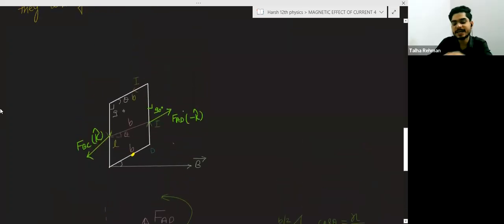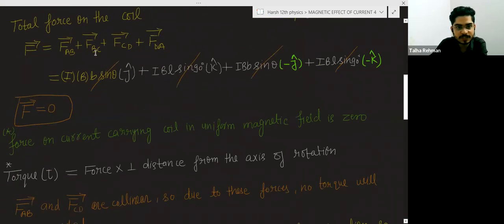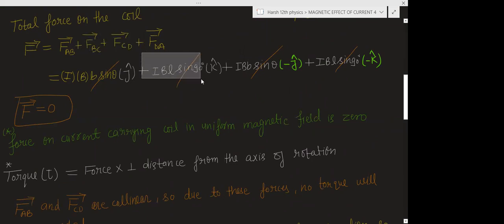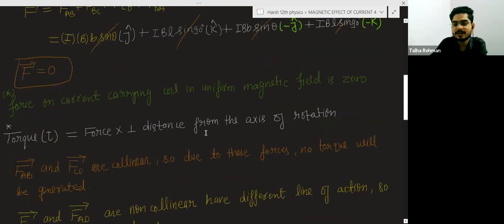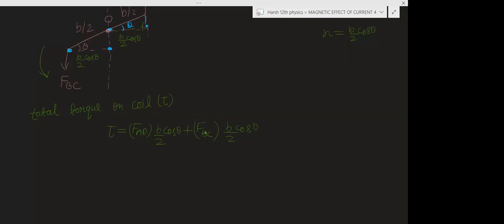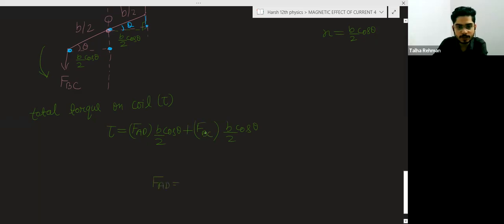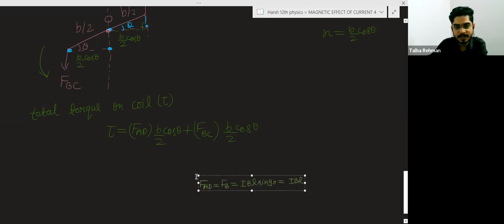Now F AD and F BC we have to calculate. See here, from here we will get F BC. This is F BC, I b L sine 90. Just only magnitude. F BC and F AD is I b L sine theta, so it will be I b L sine 90, and sine 90 is 1. So your F AD is equal to F BC is equal to I b L sine 90, and finally you will get I b L only. Now you will put the value of F AD and F BC, and accordingly you will get your answer.